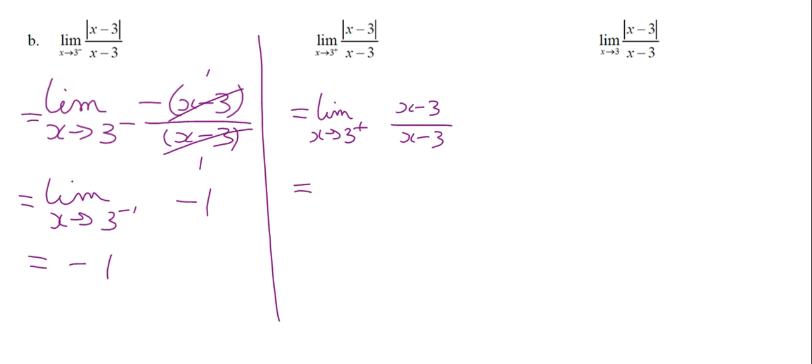So now the function, since we're on the other side of 3, is just x minus 3. And so what does this limit evaluate to? 1. So what can we say here? DNE, does not exist, right? Why? Because the left side limit and the right side limit are not the same. So this limit does not exist.